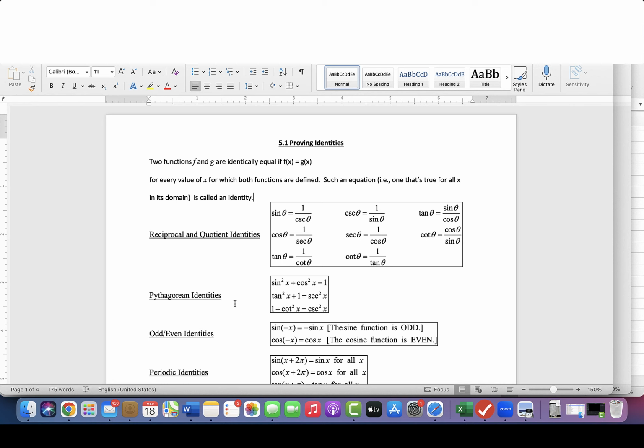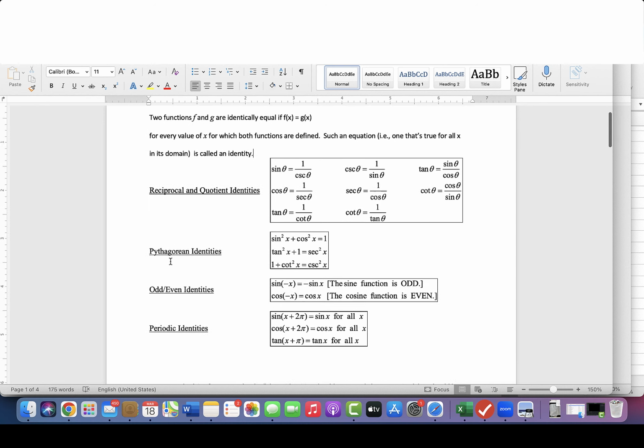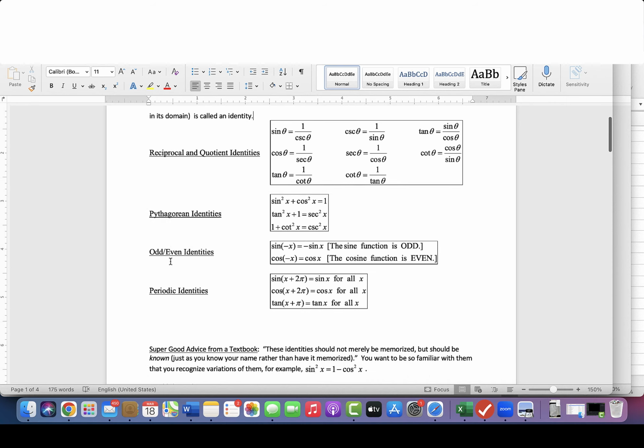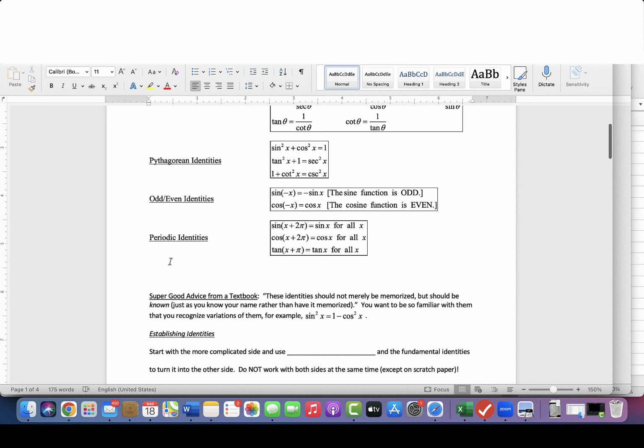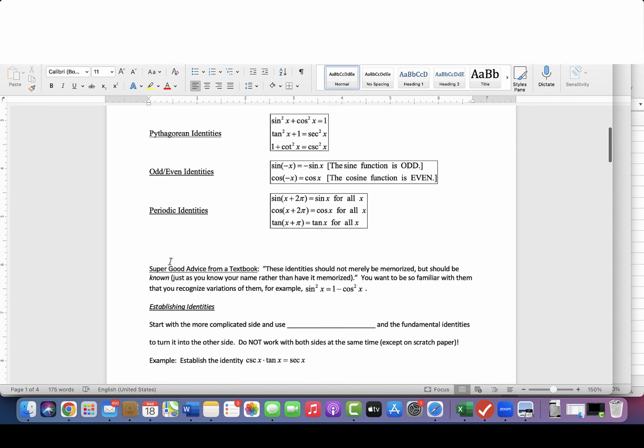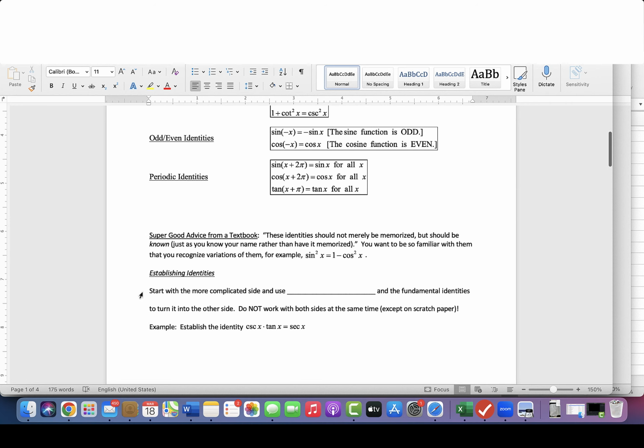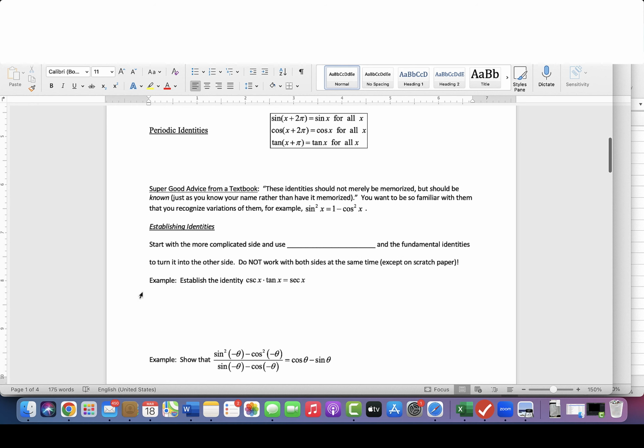Now, we've learned quite a few identities so far, and I've summarized them here just for your convenience. We've got our reciprocal and quotient identities, the Pythagorean identities, the odd-even identities, the ones that are called the periodic identities. And here's some super good advice from a textbook. These identities, by the way, are often called the fundamental trig identities. That's how important they are.